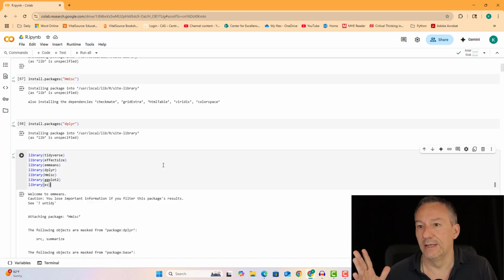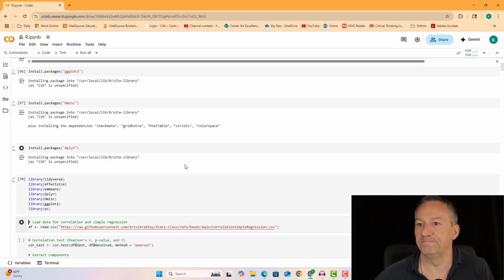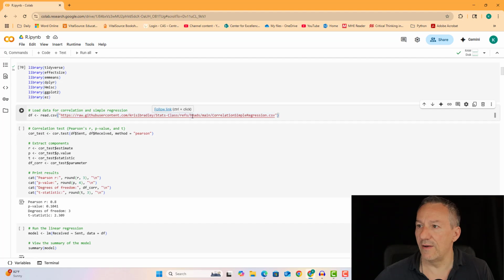So in any case, you install all those packages and then you basically load them. If you press Shift Enter on these libraries, it's going to load those different packages that we put in. Okay, for the first one, I have all of my data sets for this at GitHub. I think it's in one called like Bradley Stats Course, something like that. What this is doing is loading the data we're going to use to do a correlation and a simple regression here.